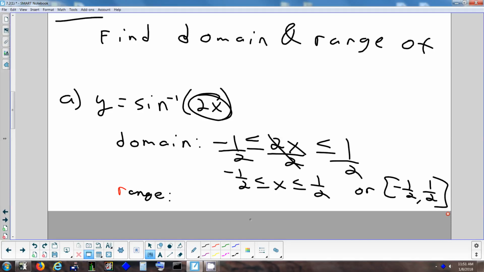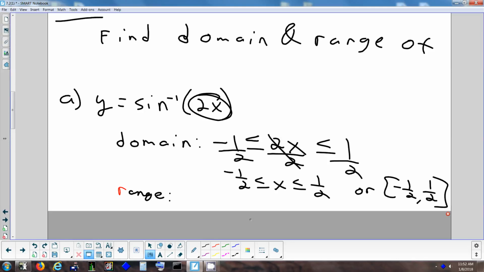It's what? First, ask yourself, does that problem do anything to the range? No? What does that 2 do again? It's a what? The 2 is a horizontal. Horizontal. Want to help her out? It's a horizontal stretch. That's the only transformation in the whole problem.